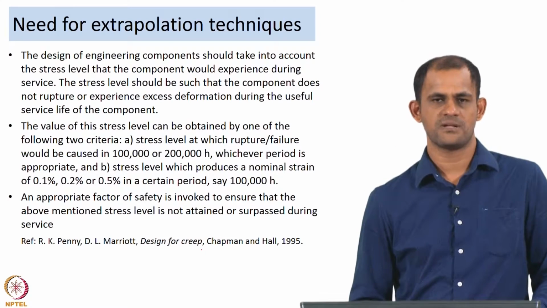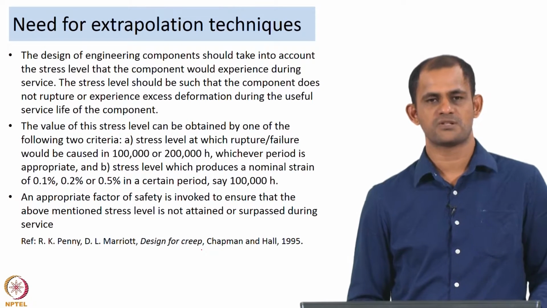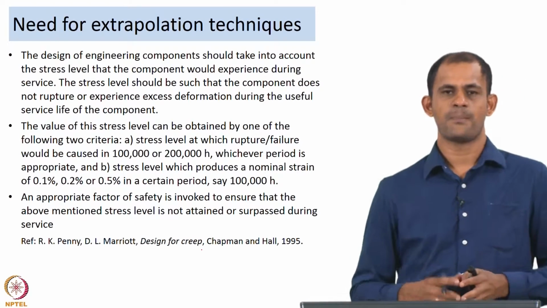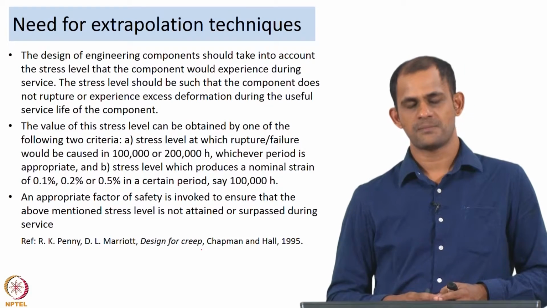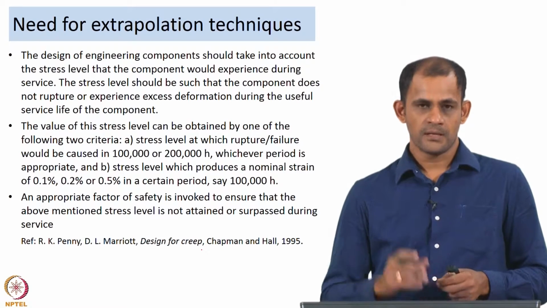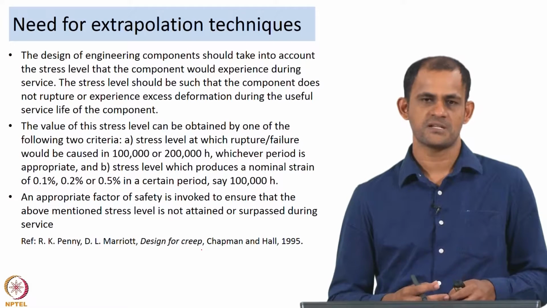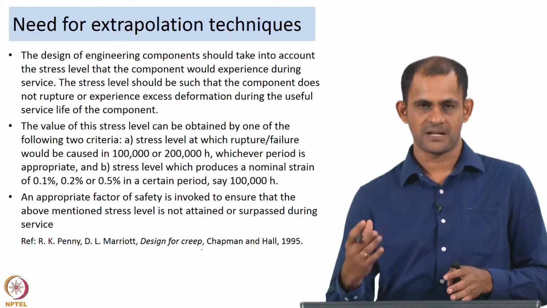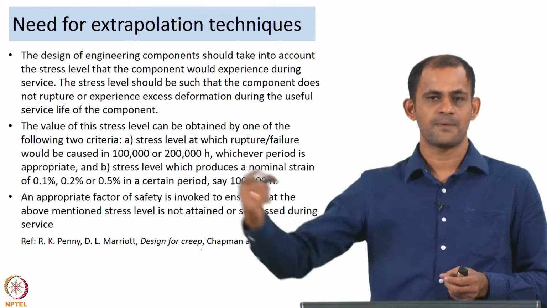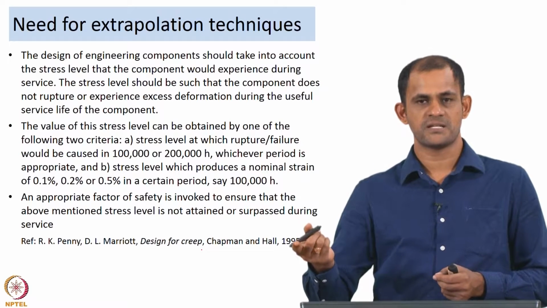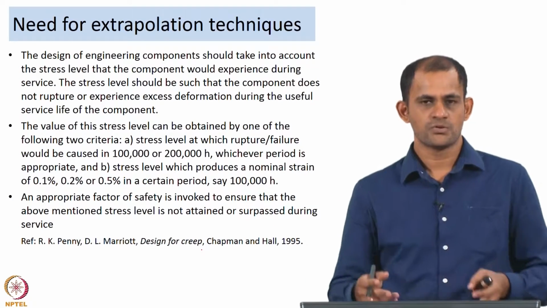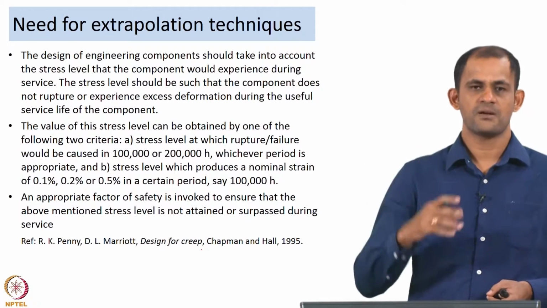Another way of looking at the stress level is also the stress level that produces a nominal strain of 0.1%, 0.2% or 0.5%. So, if you are looking not at the rupture life, but the time to a certain strain. For example, when we talk of gas turbine engines and we are talking of turbine blades, even small plastic strains, deformation strains can damage the turbine blade, can damage the working of the engine. So, therein you are not waiting for the turbine blade to go till rupture. What you are more interested in is knowing how much expansion the turbine blade undergoes over a certain period of time. So, there the stress level would actually be looked at from the strain point of view.